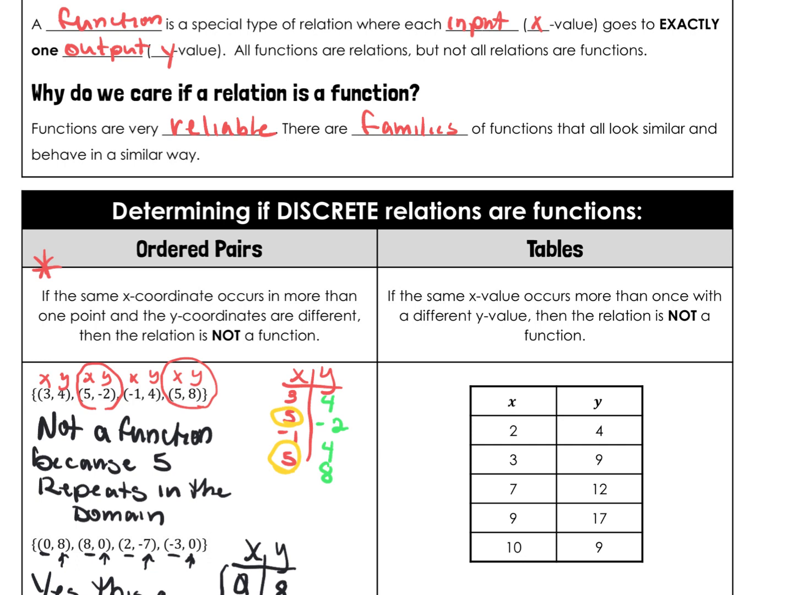And I'm going to leave this table, which is just like the t-chart we just made, for you to do.